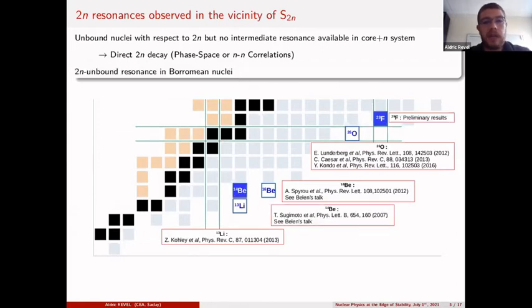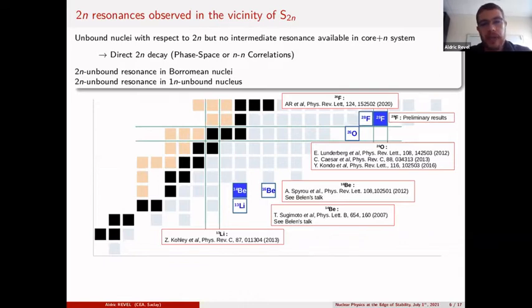Other cases are Borromean nuclei, such as beryllium-14 that Belén mentioned, but I will also show some preliminary results about fluorine-29. And other kinds of nuclei, for which I want to show some results about fluorine-28, which has been studied in the same experiment that was presented by Nakamura-san, but this time in the two-neutron decay channel. So toward fluorine-26 and two neutrons, which is a one-neutron bound nucleus, but for which we populated high-energy resonances located above the two-neutron emission threshold.